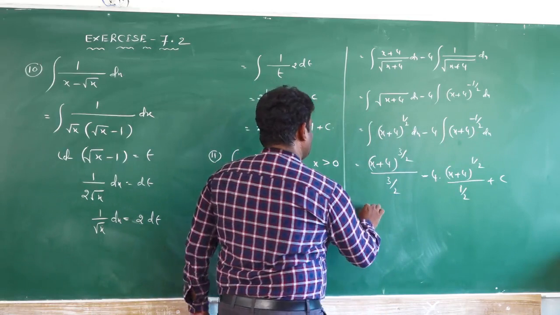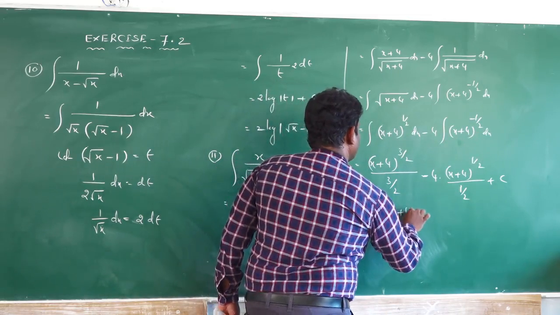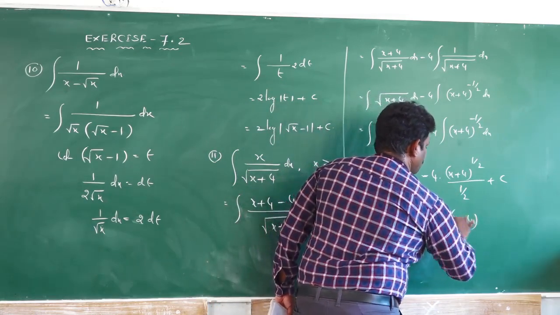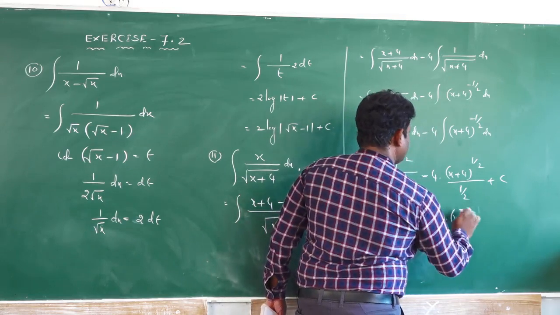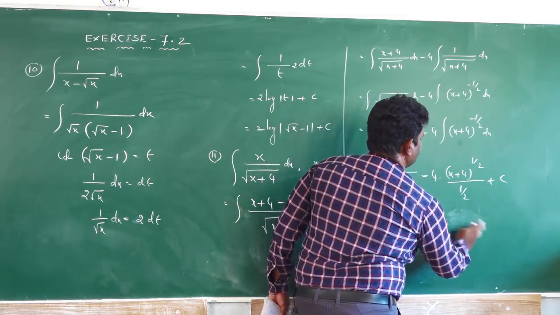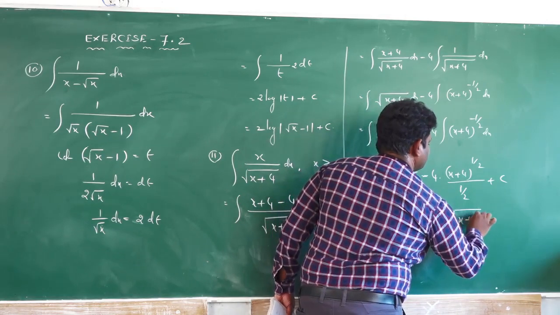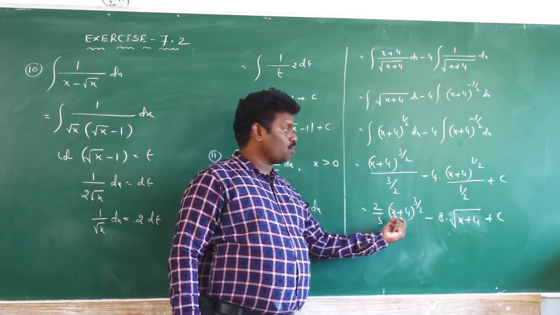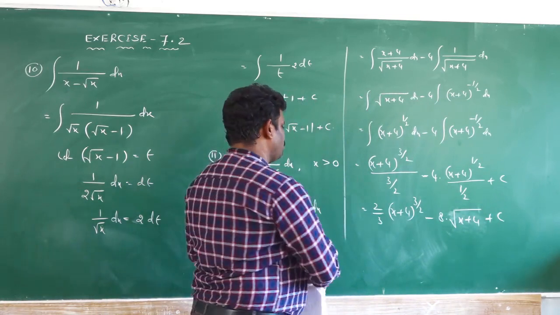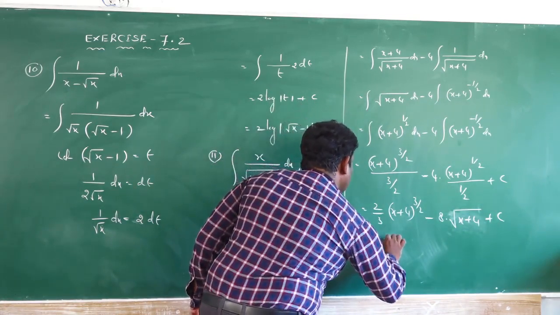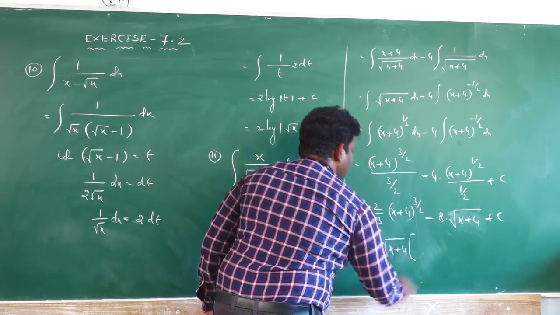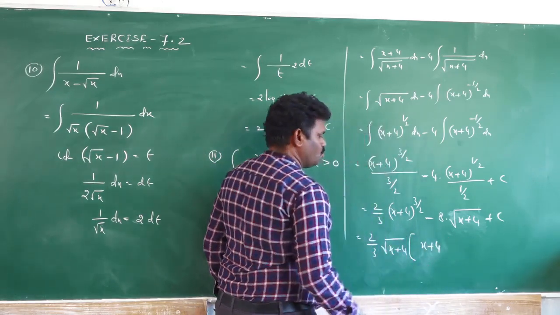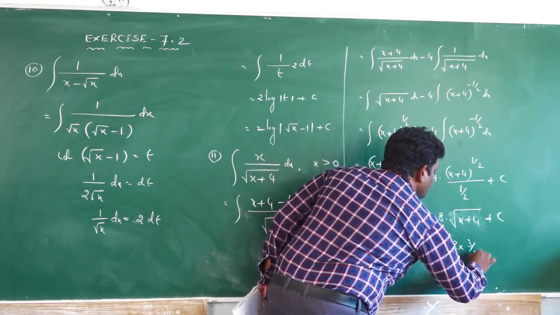Now if you apply the reciprocals, what would we have here? 2 by 3 (x plus 4) whole power 3 by 2 minus 8 (x plus 4) whole power 1 by 2, that is square root of x plus 4, plus c. Here (x plus 4) power 3 by 2 means root x plus 4 also. If you take root x plus 4 common, this is 2 by 3 into square root of x plus 4 into, here 2 by 3 and x plus 4 both common. Then what would we have here? Only x plus 4 minus 8 into 3 by 2 plus c.